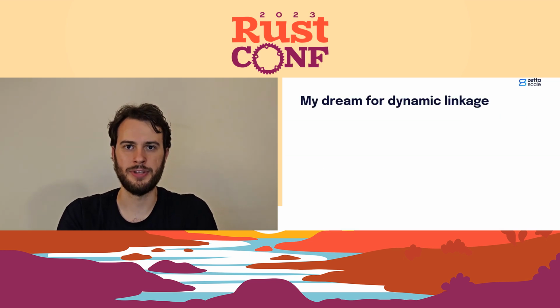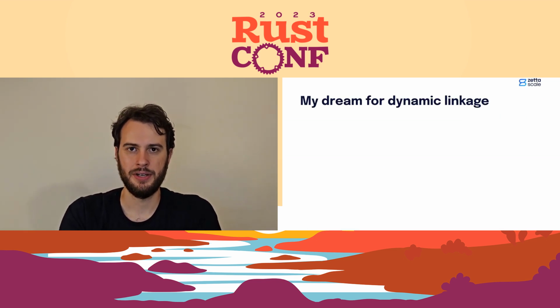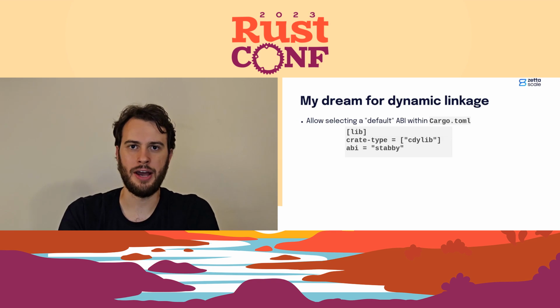So here's my dream for dynamic linkage in Rust. First, keep it simple. Just allow us to select a default ABI within Cargo.toml. That way, you could say, well, anything in my code and my dependencies that hasn't specified an ABI, just use that ABI for it. I don't care if it's a bit less efficient. I want ABI stability because I'm doing something that relies on it. But that's a bit strong, and there's maybe a better option.